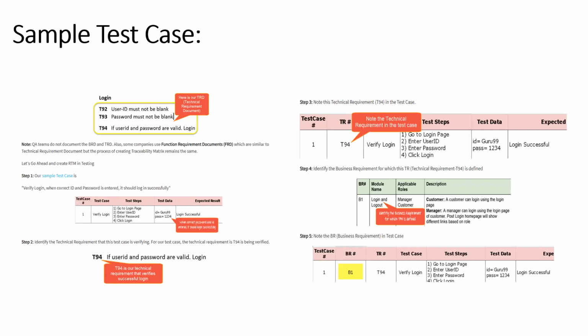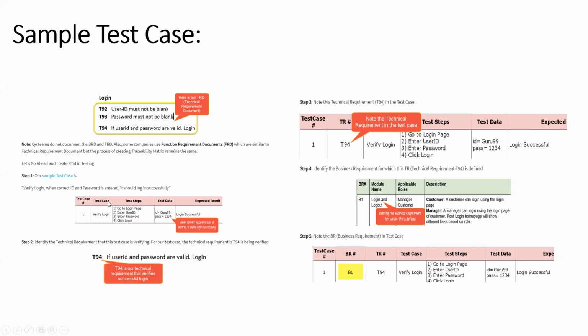So if you have to create a test case or keep a track of your test case, how do you do it? You first name it as test. Okay, it's a login. So you mark what are the steps that are going to happen. So if you see here, step 1, our sample test case, verify login. When correct ID and password is entered, it should log in successfully. So that's the purpose. So that's why they have said test case 1.